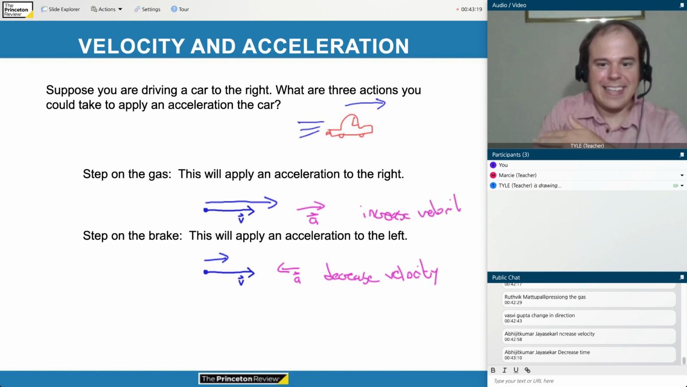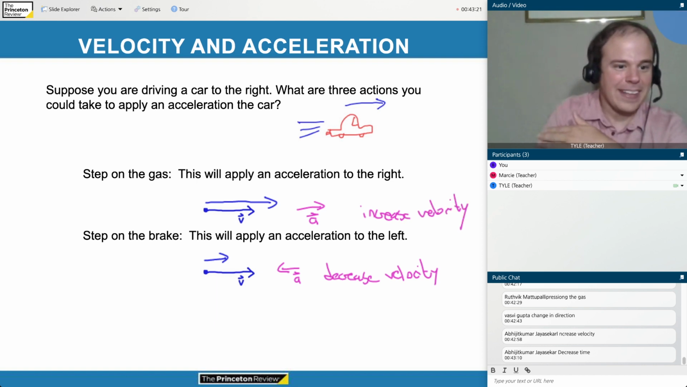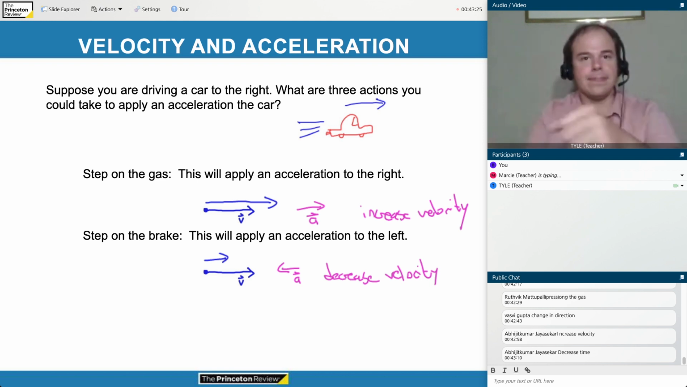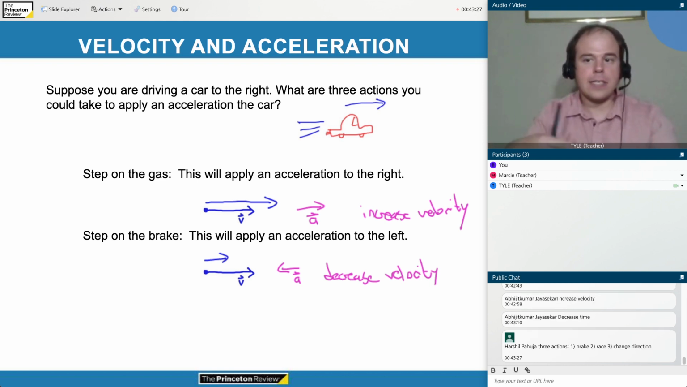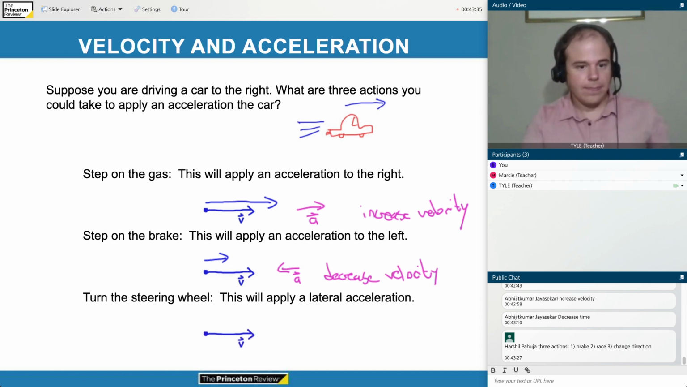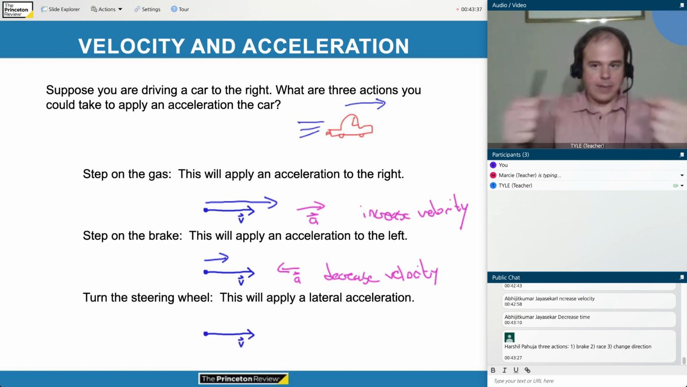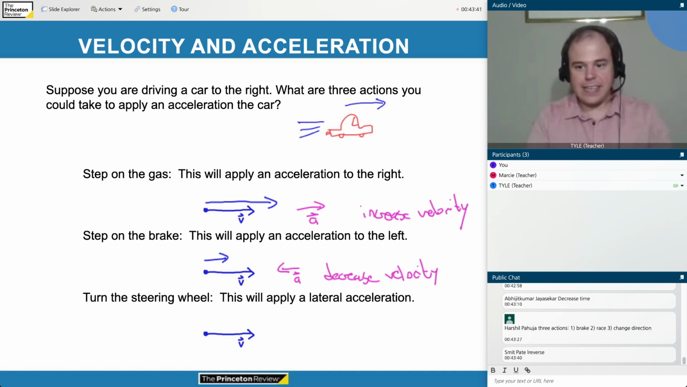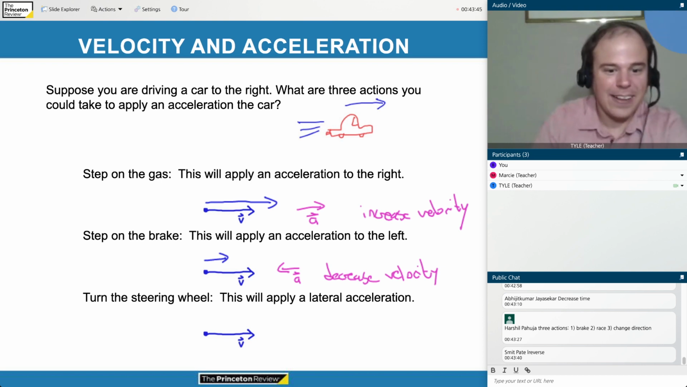All right, and then finally, you could turn the steering wheel. Will turning the steering wheel change the car's speed? Okay. No, but it will change the car's direction. Okay, so turn the steering wheel. This will change the car's direction, and remember, when direction changes, that means that the velocity will change as well.